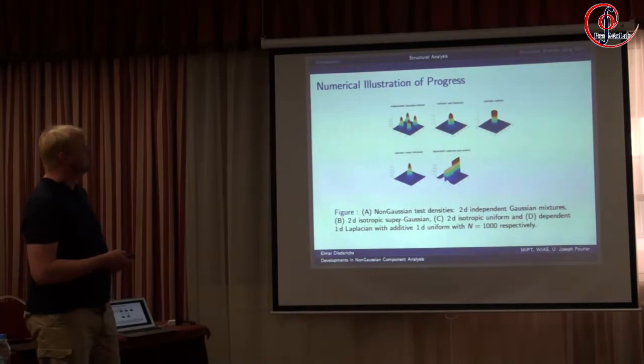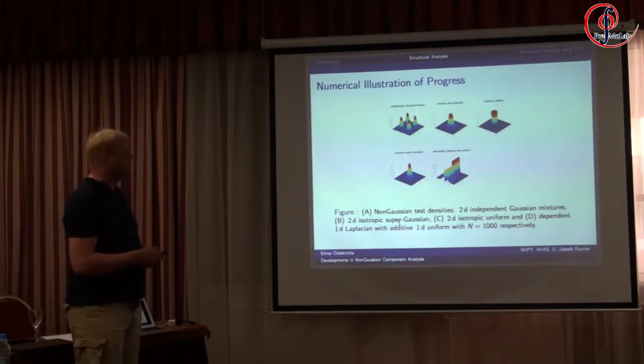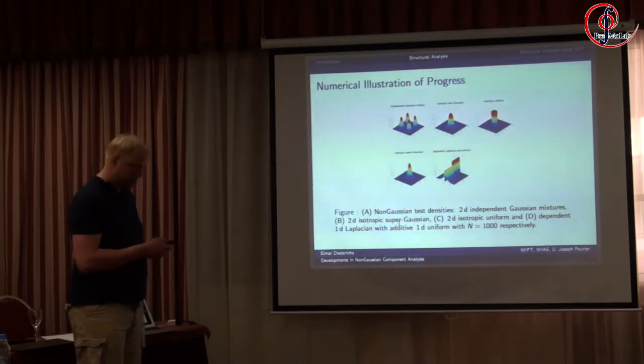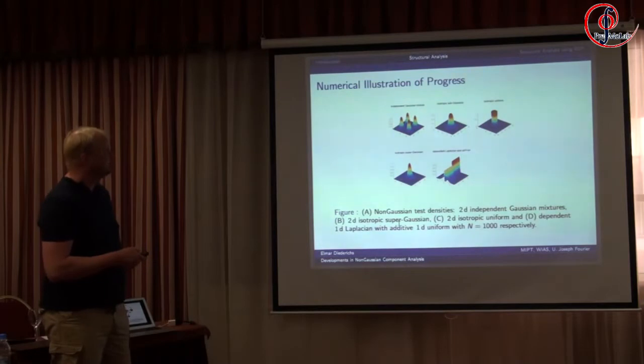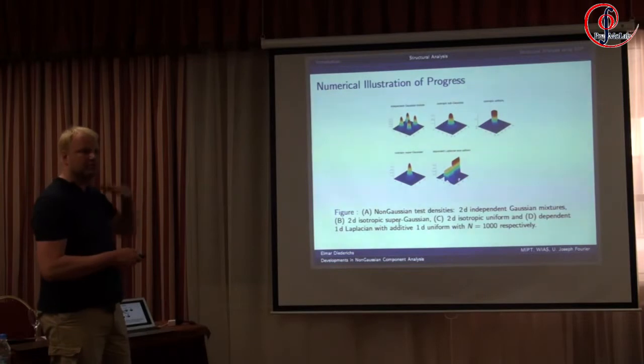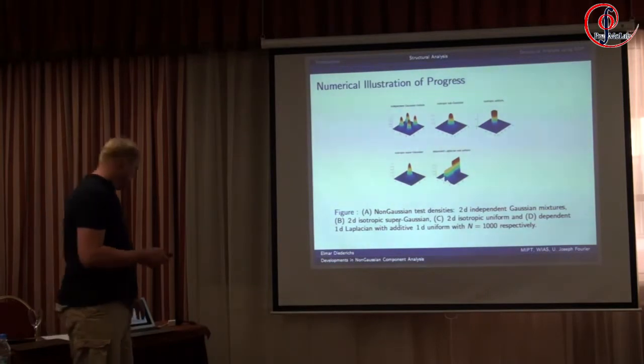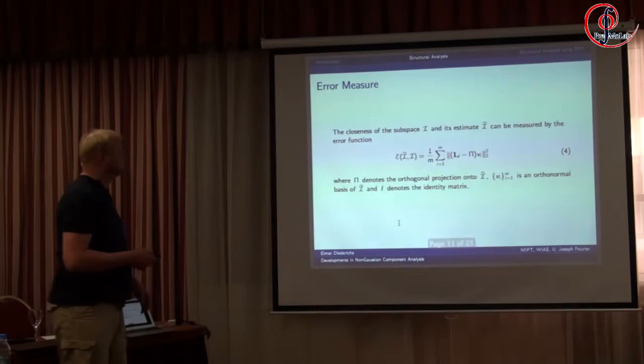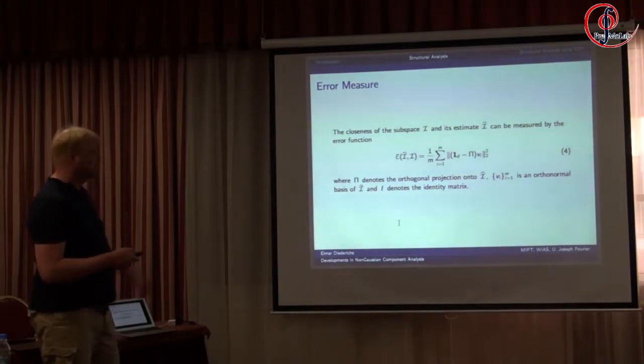Okay, now to illustrate the systematic behavior between these two steps of non-Gaussian component analysis, let's have a look at some kind of numerical illustration. What's shown here is some non-Gaussian components plotted in 2 dimensions, and the idea of the numerical simulations is to embed these non-Gaussian components in high-dimensional noise, and we try to reconstruct them by an algorithm. The error measure that we use is very simple. We assume that v_i is the orthogonal basis of the target space, and consequently, this is our error measure.